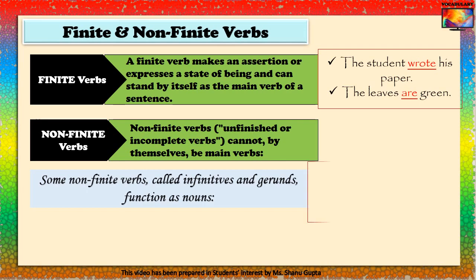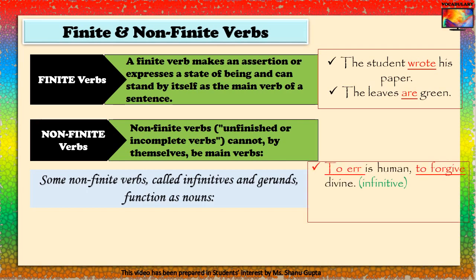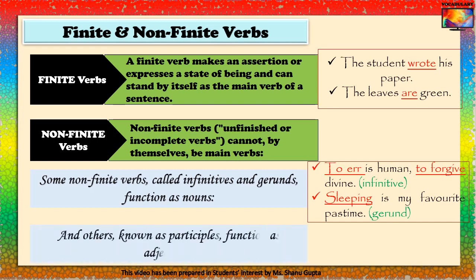For example, in the sentence, to err is human, to forgive divine, the subjects to err and to forgive are forms of verb. They are non-finite verbs known as infinitives. And in the sentence, sleeping is my favorite pastime, the subject is sleeping, which is again a non-finite verb and is a gerund. Other non-finite verbs known as participles can function as adjectives.